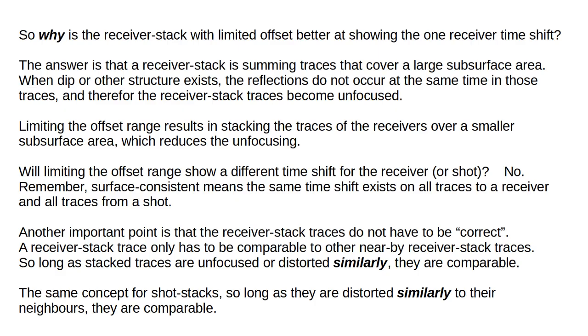So why is the receiver stack with limited offset better at showing the one receiver time shift? The answer is that a receiver stack is summing traces that cover a large subsurface area. When dip or other structure exists, the reflections do not occur at the same time in those traces, and therefore the receiver stack traces become unfocused. Limiting the offset range results in stacking the traces of the receivers over a smaller subsurface area, which reduces the unfocusing.